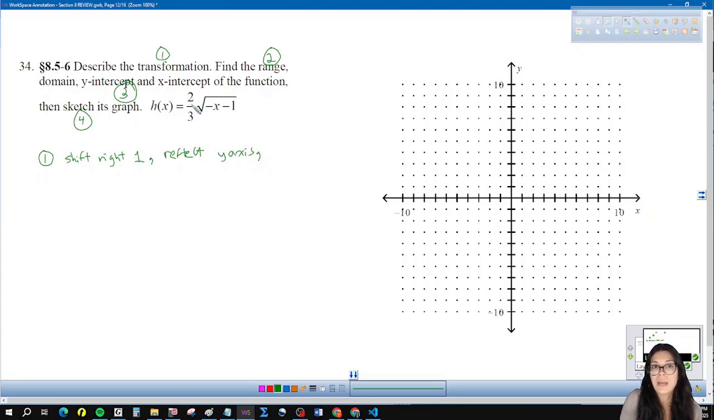And then lastly, on the outside, we're multiplying the y value by 2/3, so that's going to be a vertical compression by the 2/3. All right. The second thing they want us to do is find the domain and range.